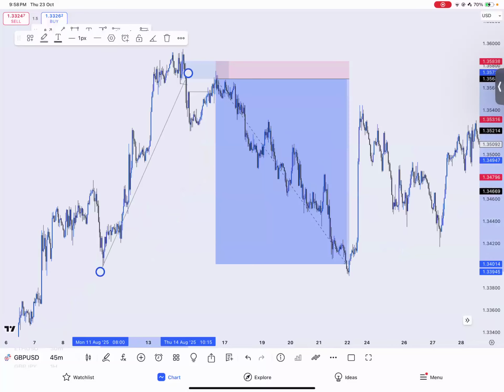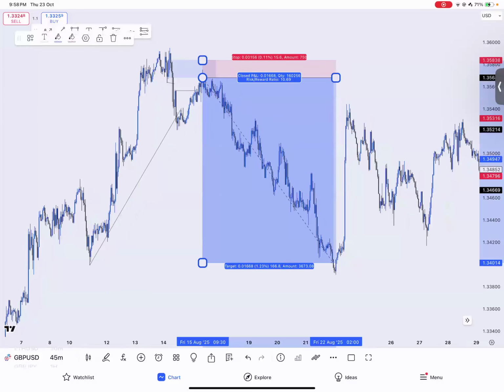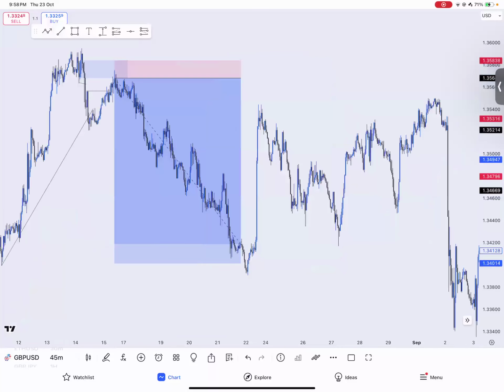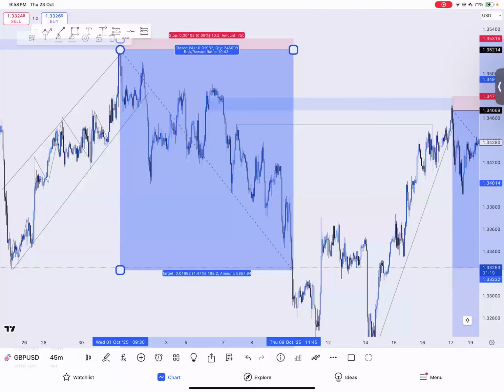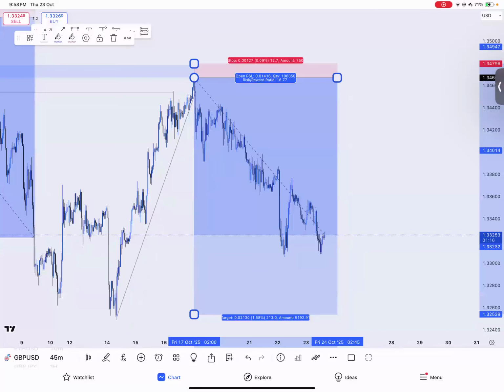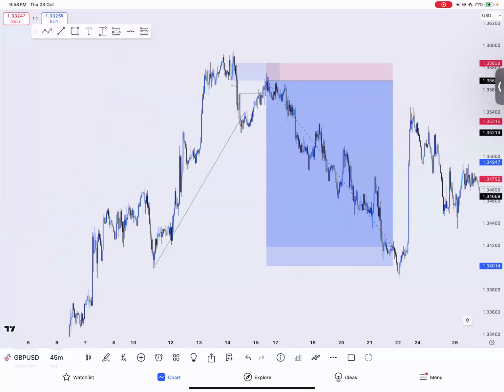See where the trend originated from. And it increases your RR: 1 to 10, 1 to 13, 1 to 19, 1 to 16. So you see how it increases your RR simply by knowing where the market is going.